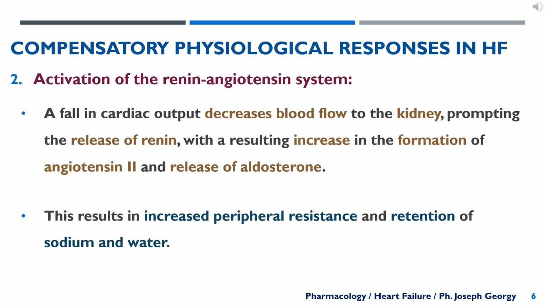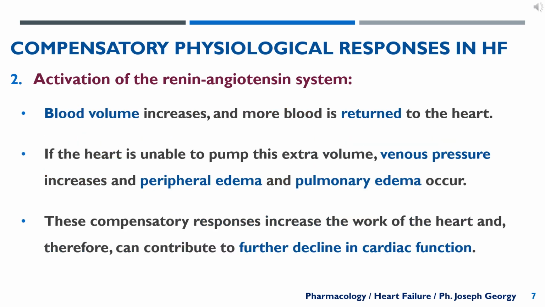Now, about the activation of the renin-angiotensin system, a fall in cardiac output decreases the blood flow to the kidney, prompting the release of renin, with a resulting increase in the formation of angiotensin 2 and release of aldosterone. This results in increased peripheral resistance and retention of sodium and water. Blood volume increases and more blood is returned to the heart. If the heart is unable to pump this extra volume, venous pressure increases and peripheral edema and pulmonary edema occur. These compensatory responses increase the work of the heart and therefore can contribute to further decline in cardiac function.